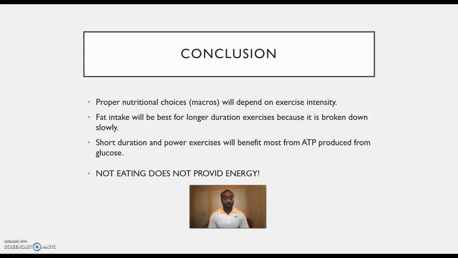In conclusion, our nutrition choices using macronutrients, our protein, carbohydrates, and fats, will depend on the exercise intensity. If you have an athlete with a longer duration, fat intake will be best for that, just because fat is broken down slower. For short duration and power exercises, ATP produced from glucose will be most beneficial.